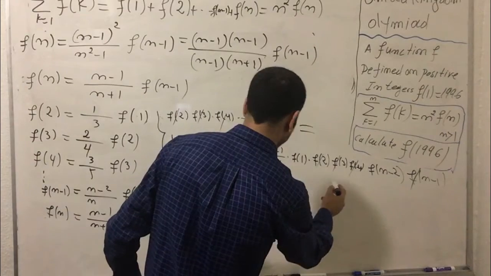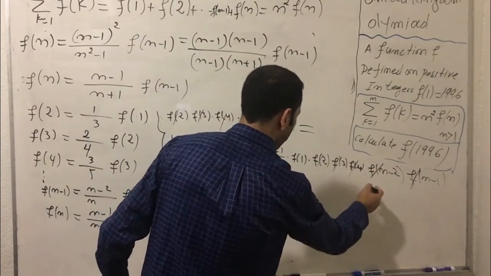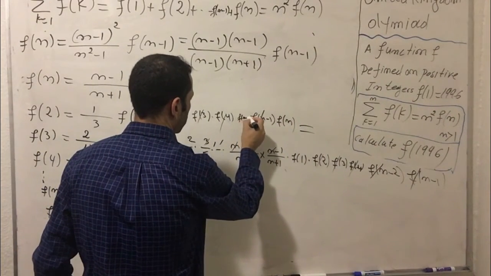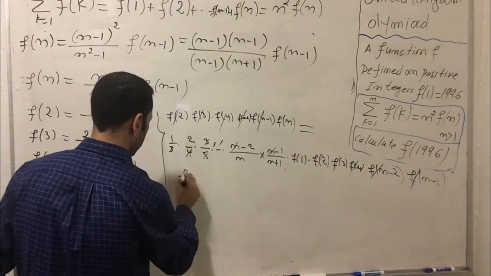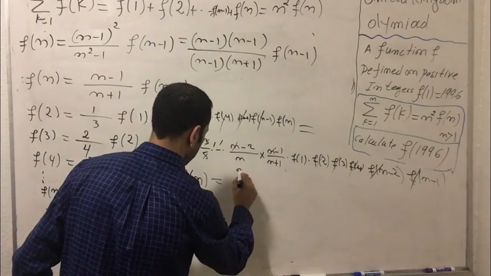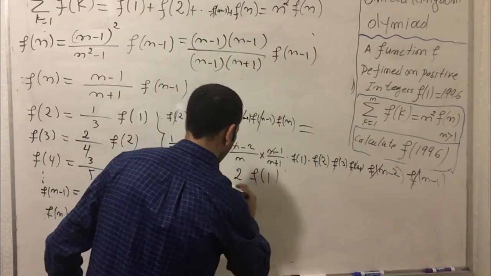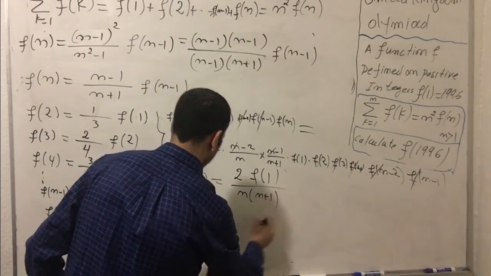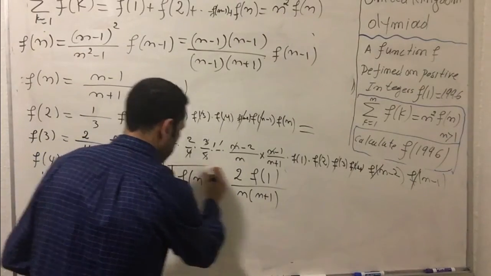So what's left? f of n minus 2 will be cancelled out with the term before this one, which is f of n minus 2. Okay? So what's left now? I will have only f of n left from the left side of this equation. On the right side, number 2 and f of 1, over these two terms, n multiplied by n plus 1. Now I found this expression.